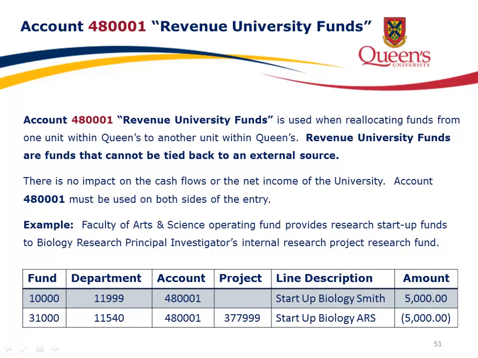For example, here we see the Faculty of Arts and Science Operating Fund is providing research startup funds to a Biology Research Principal Investigator's research project. To record the entry, the Revenue University Funds account 480001 is used on both sides of the entry.